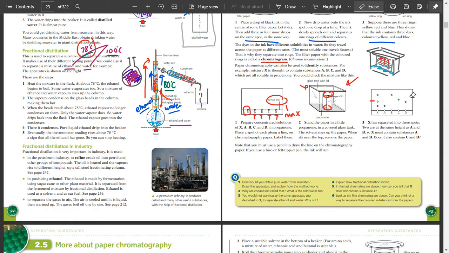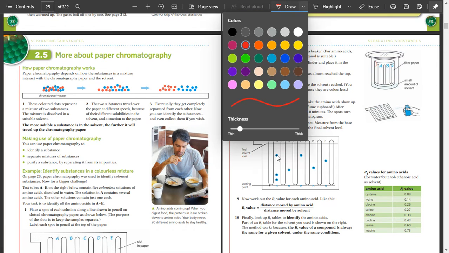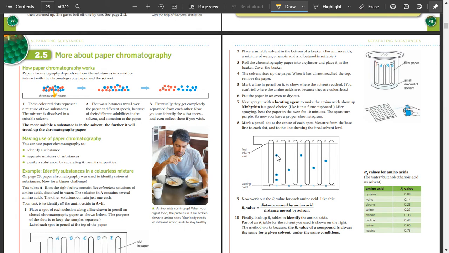Okay, right, so going to move on to talking about why chromatography actually works. The reason why it works is because there are actually two things in play here. You have an attraction between the substances in the ink and the substances of the paper. And you also have an interaction between the substances in the ink and the actual solvent that you're doing the chromatography in.